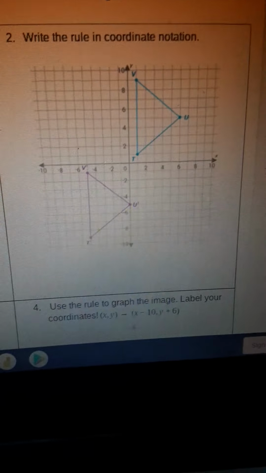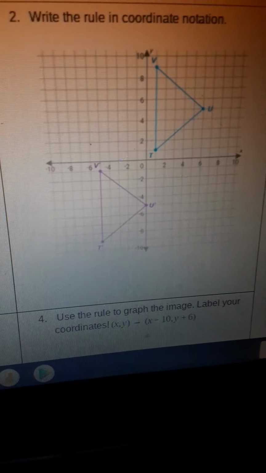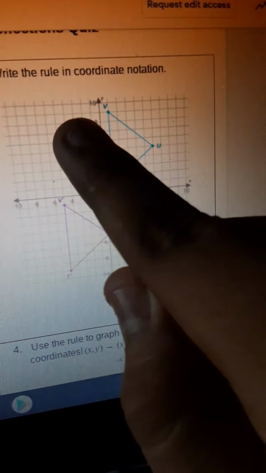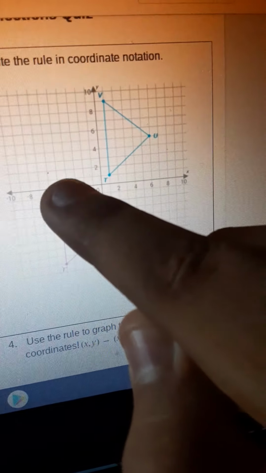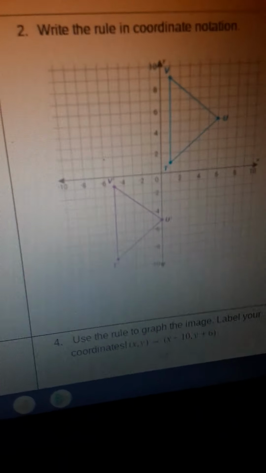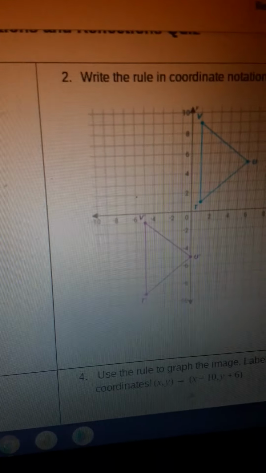Number 2 is write it in coordinate notation. So now you have to write it in coordinates instead of words. Again, you find out what the translation is. Right here, 2, 4, 6, 2, 4, 6, 8, 10. So 6 units left, 10 units down. So x minus 6, comma, y minus 10. It's just asking for the rule in the coordinate notation. So that's number 2.